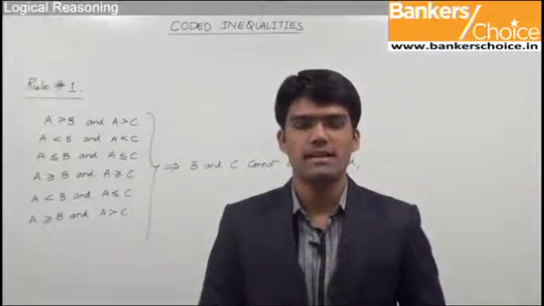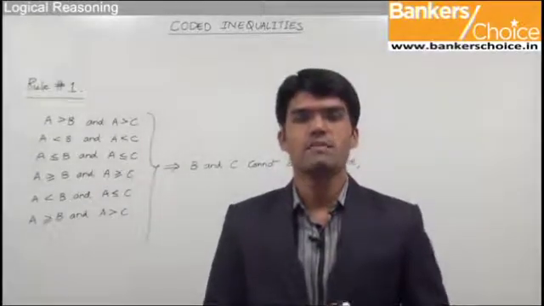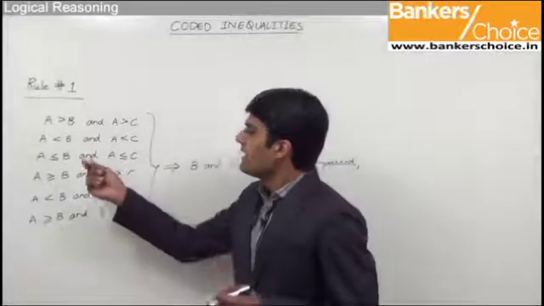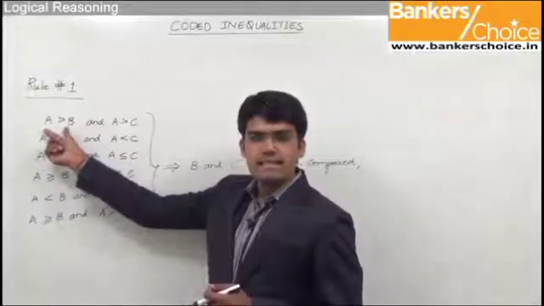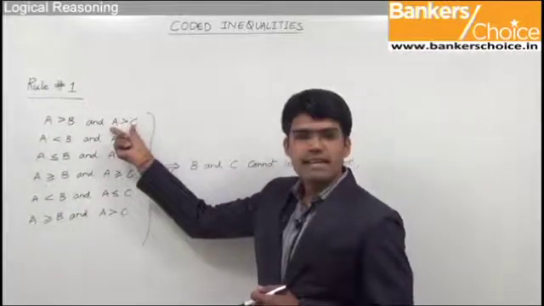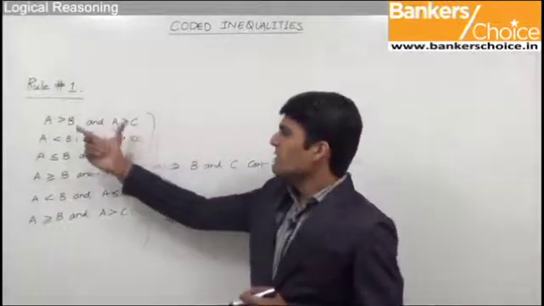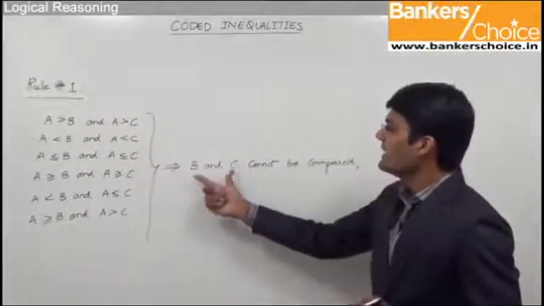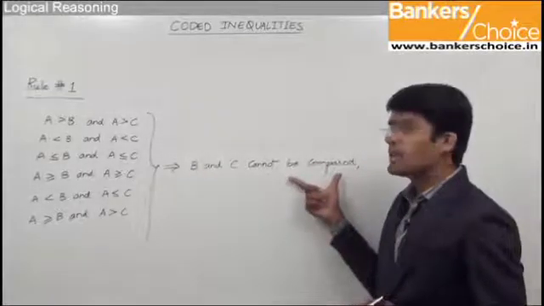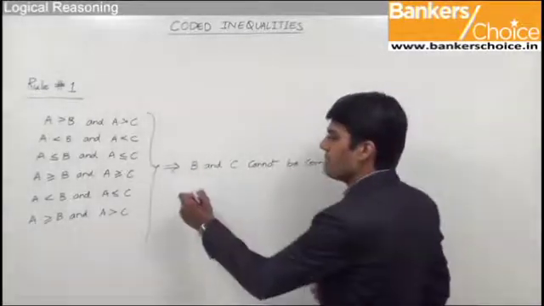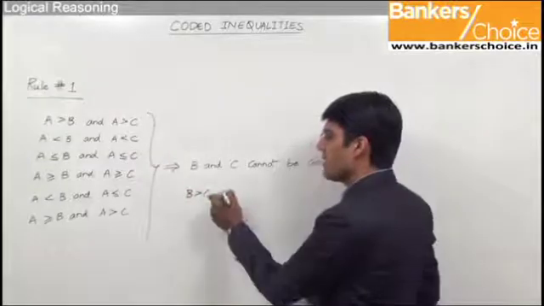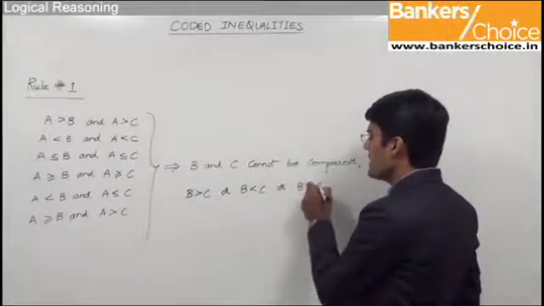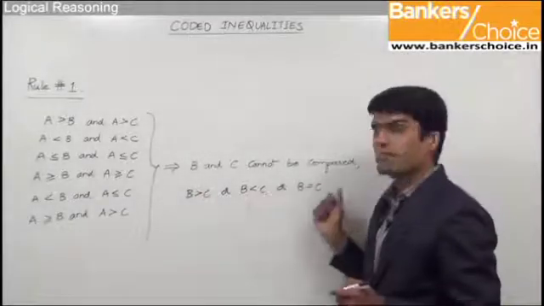Let us now understand rule number one of comparison, which is based on similar inequalities. Let's look at an example here. Let us assume A is greater than B and A is greater than C. When we know that A is greater than B and A is greater than C, then we can say that B and C cannot be compared. That is, B can be greater than C, or B can be less than C, or B can be equal to C. All the three cases are possible.